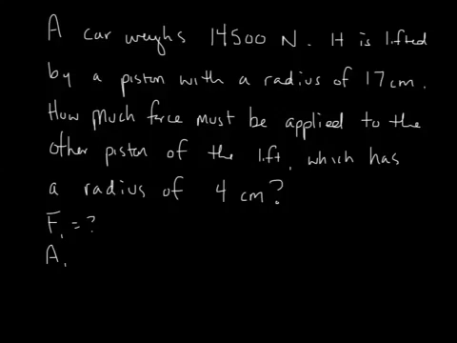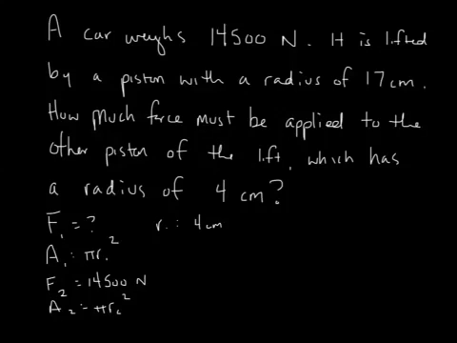And A1, of course, is going to be pi R1 squared. F2 has to be 14,500 newtons in order to lift our car. And A2 is going to be pi R2 squared. And of course R1 was our 4 centimeters and R2 is our 17 centimeters.